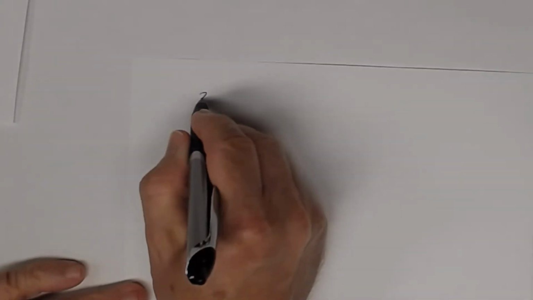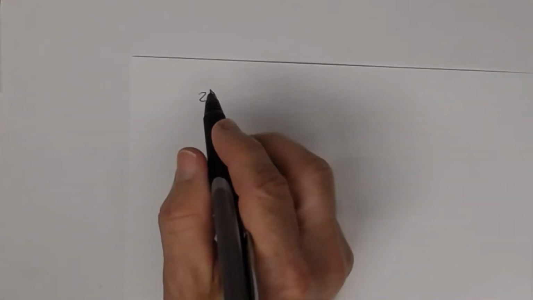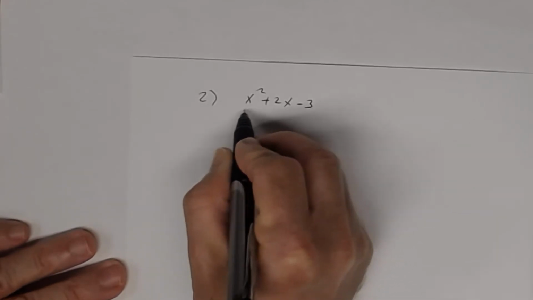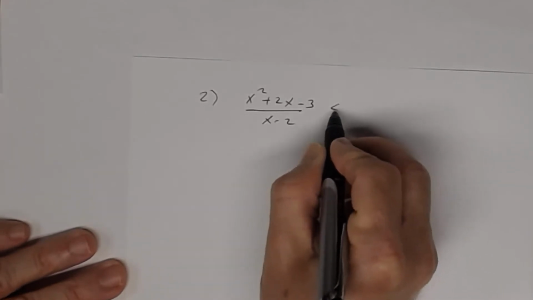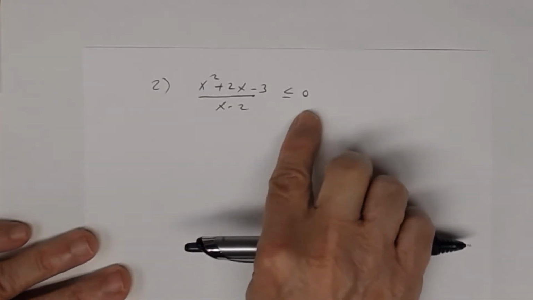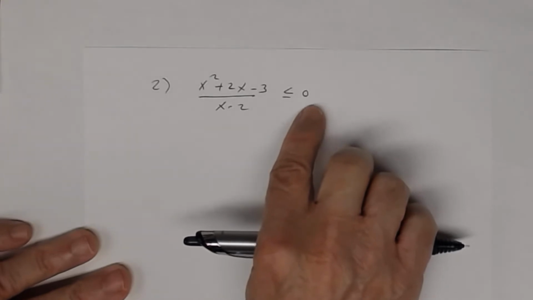Okay, so let's get number 2. So number 2, we have this for number 2. All right, here's number 2. So we have x squared plus 2x minus 3 divided by x minus 2 is less than or equal to 0. All right, so again, notice that in our problems, you're going to have 0 over here. So that's always the easy kind.